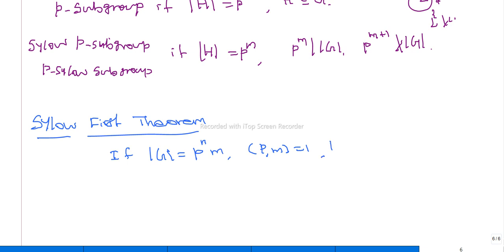Then G has a Sylow p-subgroup. That subgroup's order is p to the power n. The maximum power is the subgroup order. Okay, so that is Sylow's first theorem: existence of a Sylow subgroup.